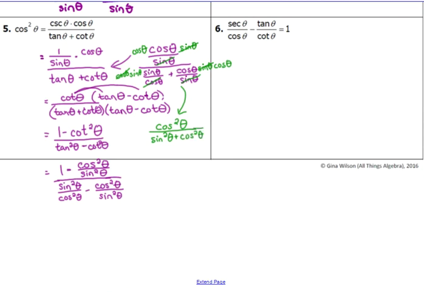And this got us somewhere. Sine squared plus cosine squared is 1. That denominator is equal to 1. What did we want this to equal? Cosine squared of theta.